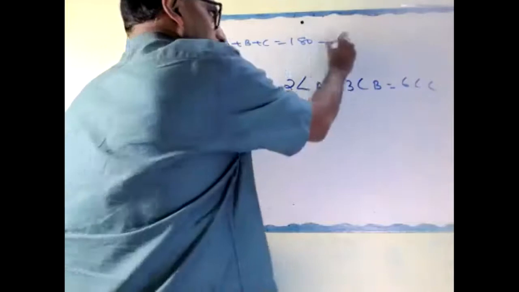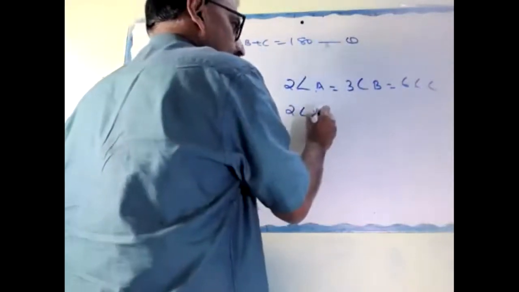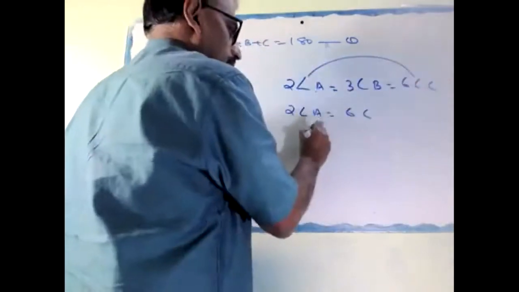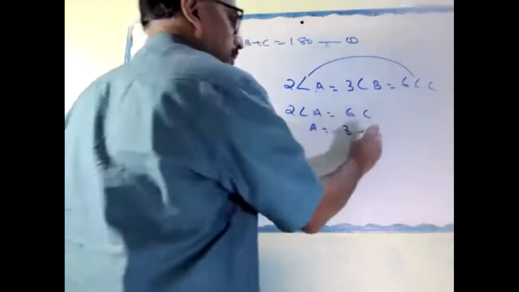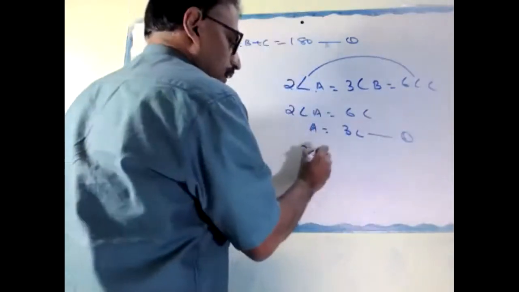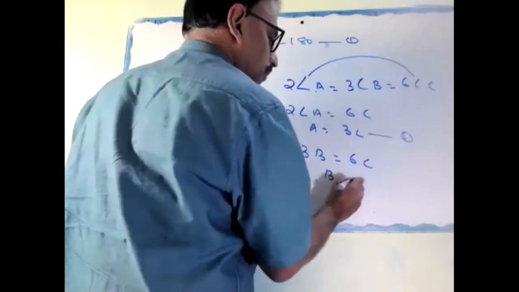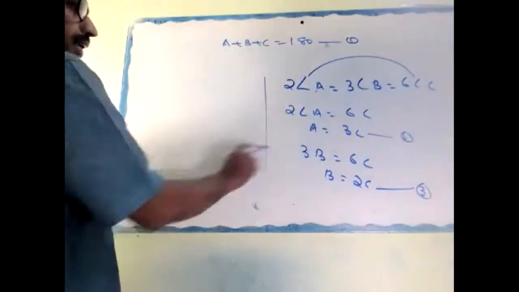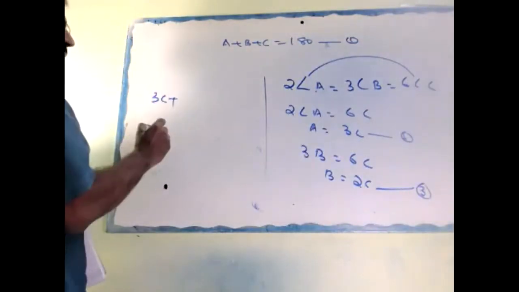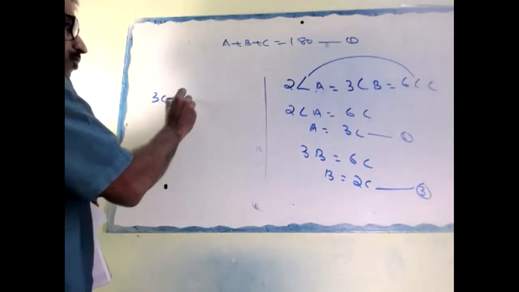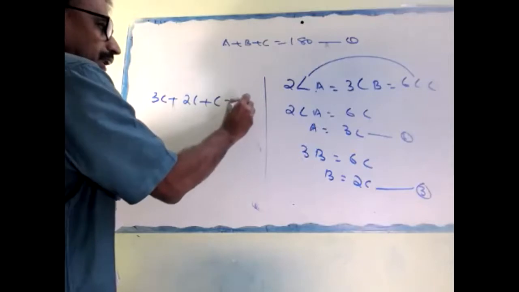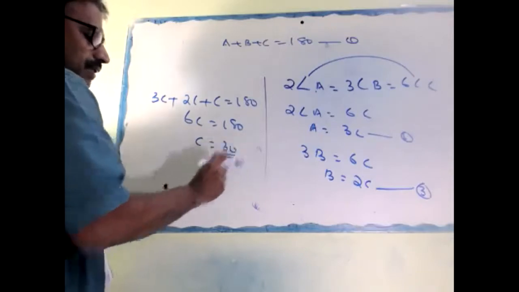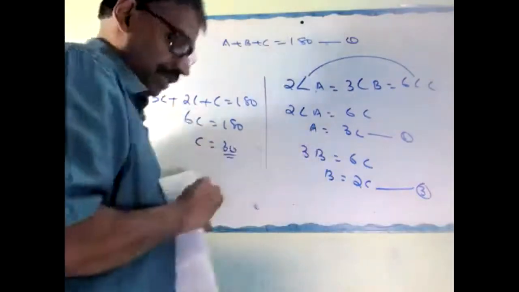Okay, look at here. This is equation number 1: 2A equal to 6C, connect this one, A equal to 3C. Number 2: 3B equal to 6C, B equal to 2C. Number 3. Now look at A equal to 3C. 3C plus B, 2C, plus C equal to 180. 6C equal to 180, C equal to 30. C is 30, B is 60, A is 90. Finish. We all got it.